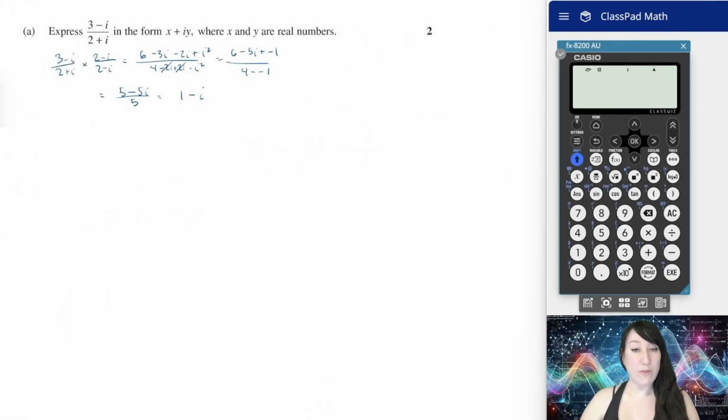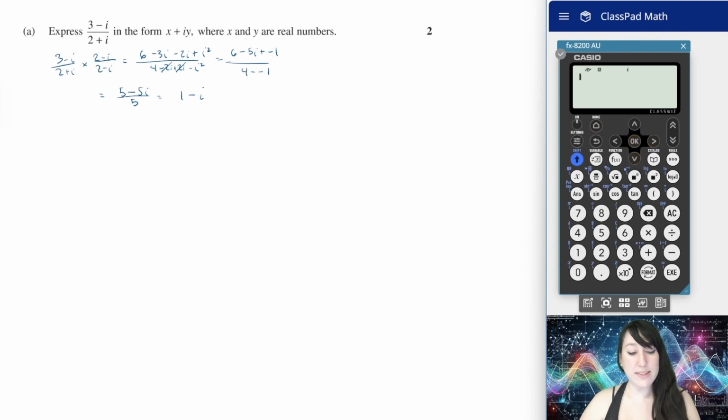Now, before we move on, I wanted to show you what you can do with a Casio FX-820AU in terms of working with complex numbers. So, it is a 2-mark question, so you still need to do the working out, but you could check your answer here to question 11a. Here's how you do that. So, go to the home screen if you're not there already, and go to complex mode.